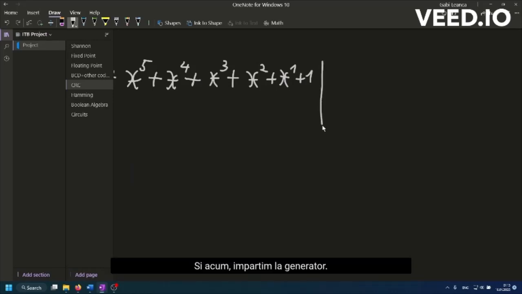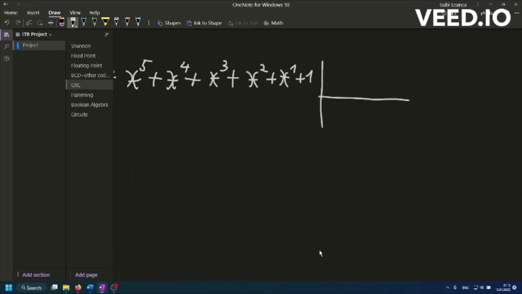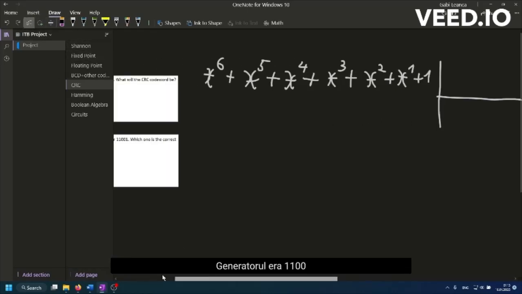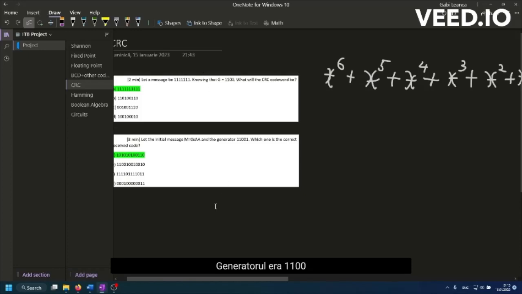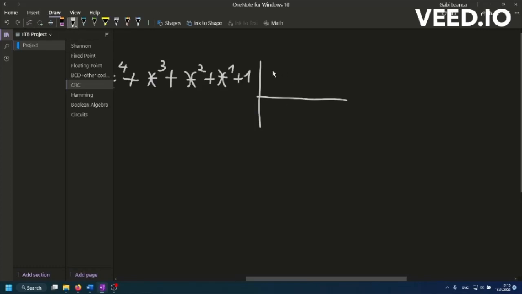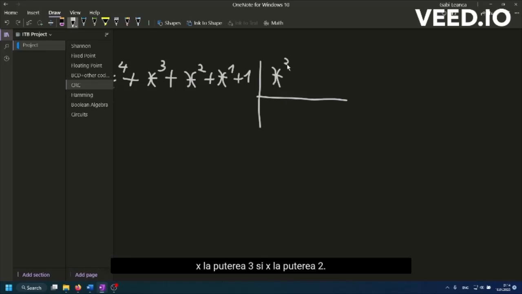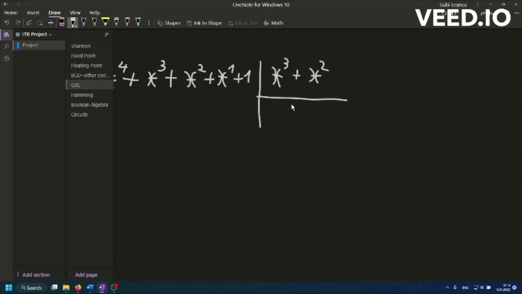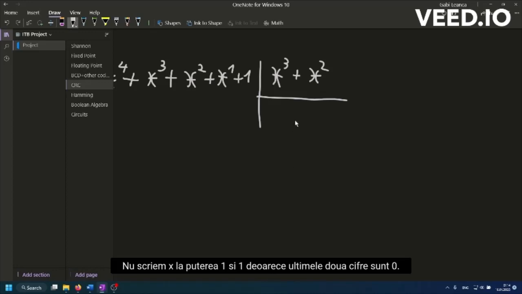And now we divide by the generator. The generator was 1100. So for each one we have x to the third plus x to the second, since we don't write x to the first or one, since the last two digits are zero.